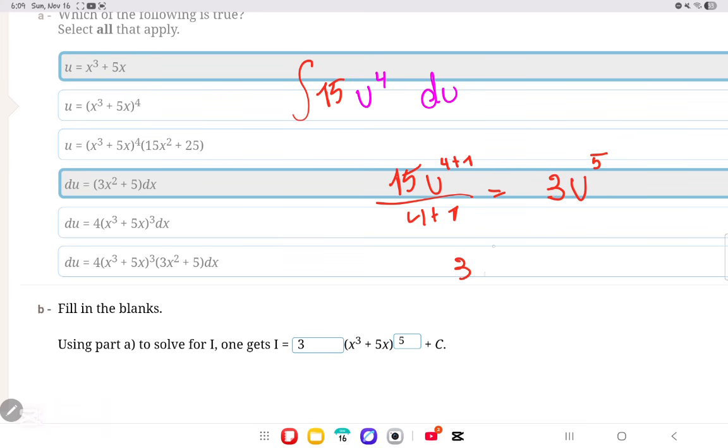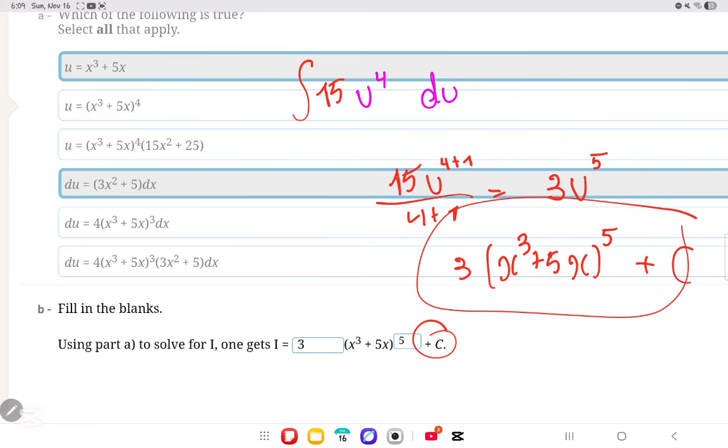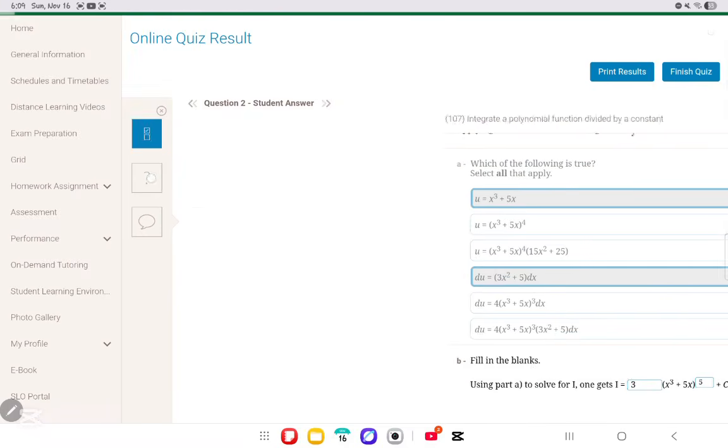And what's the value of u? The value of u is x to the power of 3 plus 5x, all to the power of 5. And don't forget plus c. So what's my final answer? This is my final answer. I move on to question number 2.